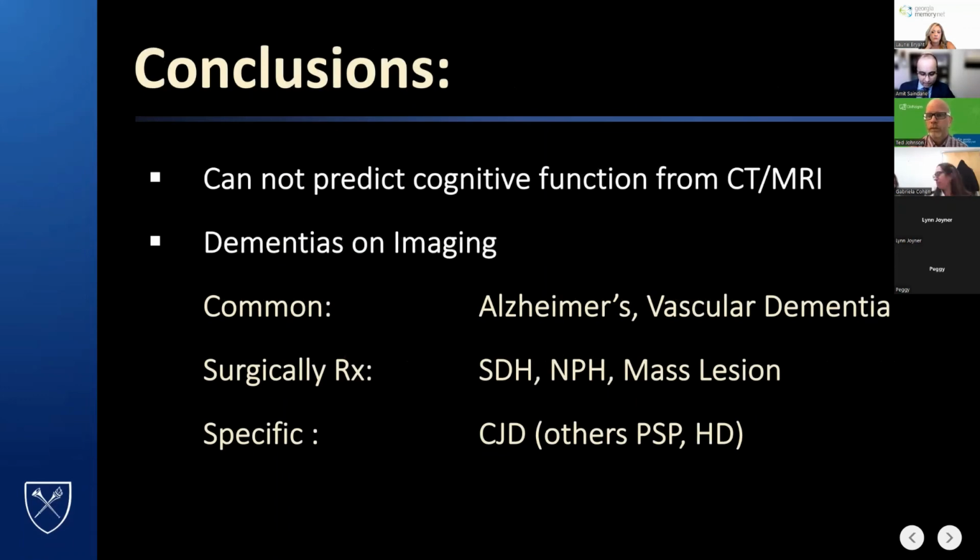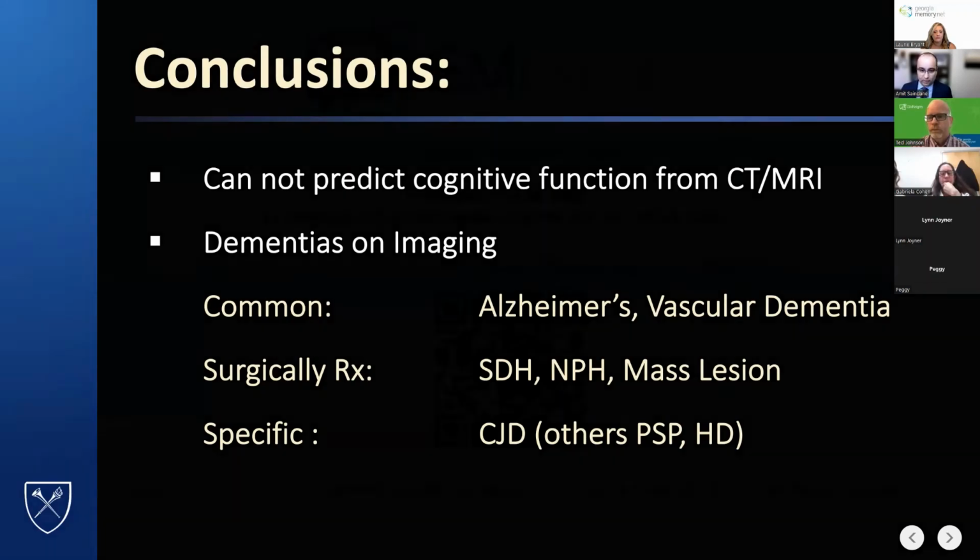Last slide, and I think we're almost out of time here. So again, we can't predict cognitive function based on the imaging, but we are able to see some of the common ones really well: Alzheimer's, vascular dementia. There are some surgically treatable ones that we're looking out for: subdural hematomas, normal pressure hydrocephalus, and mass lesions. And then there's a handful of very specific ones that we'll see better on MRI, such as prion disease, Huntington's disease, progressive supranuclear palsy, and some others.